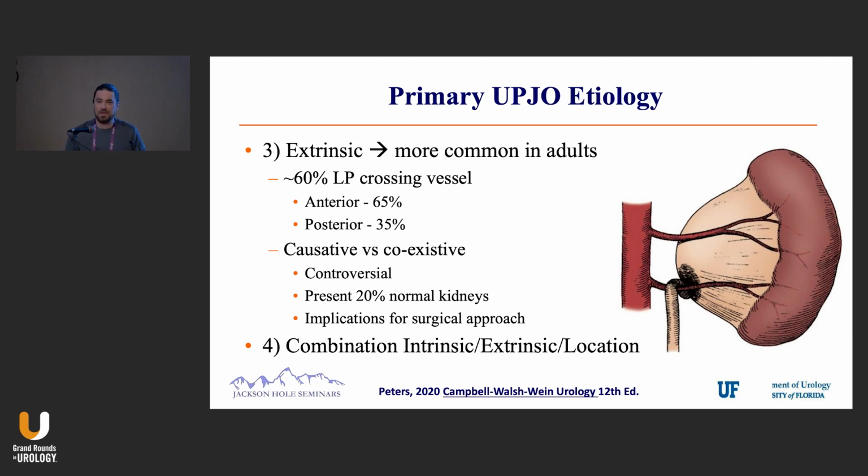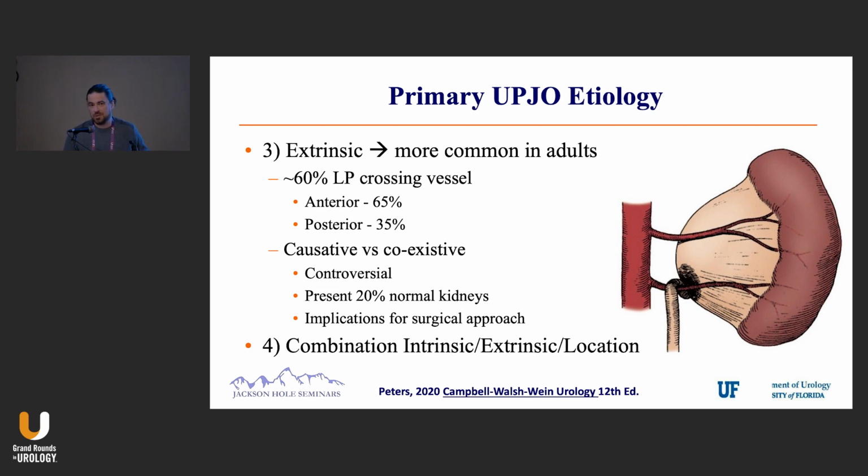Because you can certainly get a bunch of CAT scans in normal individuals who have 2 vessels going to their kidney that cross, and they have no UPJ obstruction. But whether it's causative or coexistent, I guess it doesn't really matter. For us who are repairing it, it's important to know that artery's there. And it does have some implications, not just for pyeloplasty, but also for endopyelotomy.